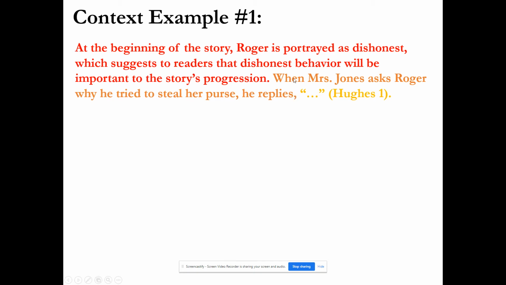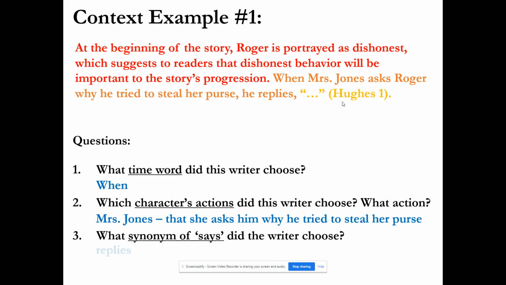Then we have our context. When, time word, Mrs. Jones asks Roger why he tried to steal her purse, character actions. He replies, that's a synonym for says, and then you have your quote. We're going to skip over this here.